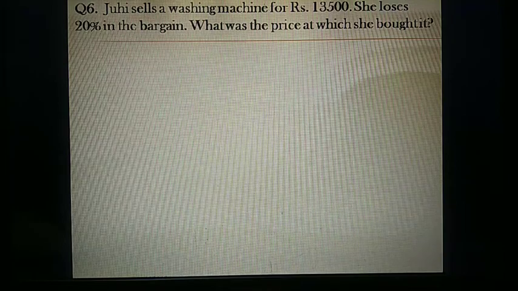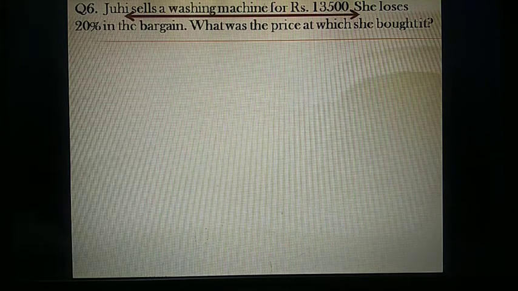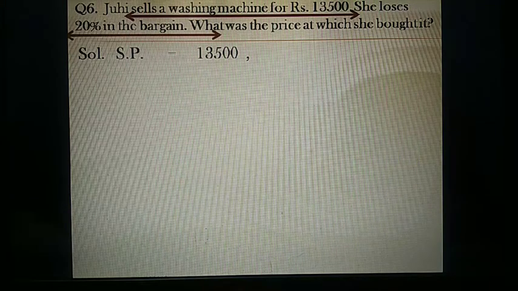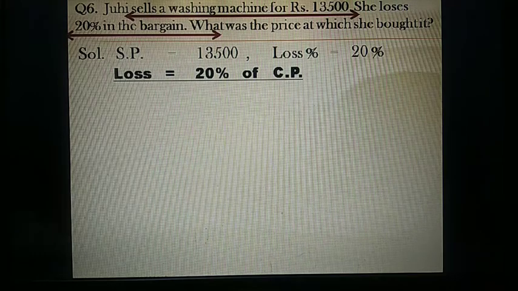Juhi sells a washing machine of rupees 13,500. She loses 20% in the bargain. What was the price at which she bought it? Sells a machine, its selling price. Loses 20%. So loss in percent is given to you as 20%. It's again with respect to cost price. So loss will be 20% of cost price, or we can say selling price is 80% of cost price. Whatever is left is the selling price.